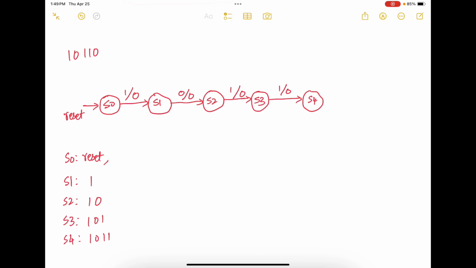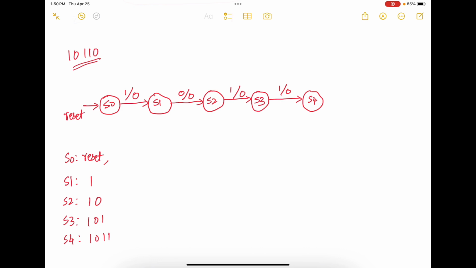And from S4, if you get a 0, that is when you detect the sequence. But we are not going to make another state because in a Mealy machine, your number of states is equal to the length of the sequence. So we have 5 bits in the sequence and we already have 5 states. Now let's try to fill up the transitions.